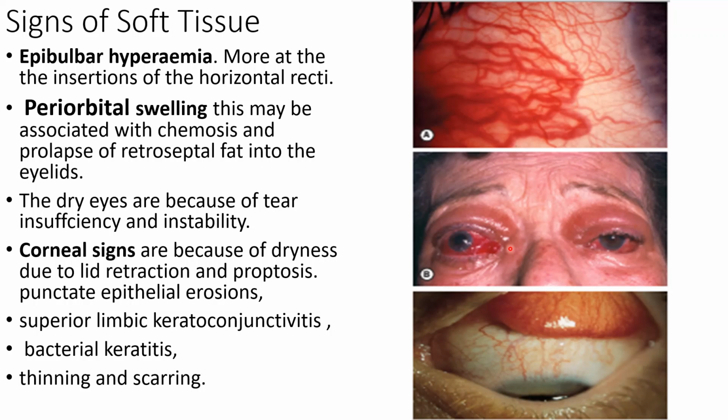The dry eyes are because of tear insufficiency and instability. The corneal signs are because of the dryness due to the lid retraction and proptosis. There are punctate epithelial erosions. There is superior limbic keratoconjunctivitis, which is sometimes specific to thyroid eye disease. There may be a superadded bacterial infection causing bacterial keratitis, and later on corneal thinning and scarring may occur.